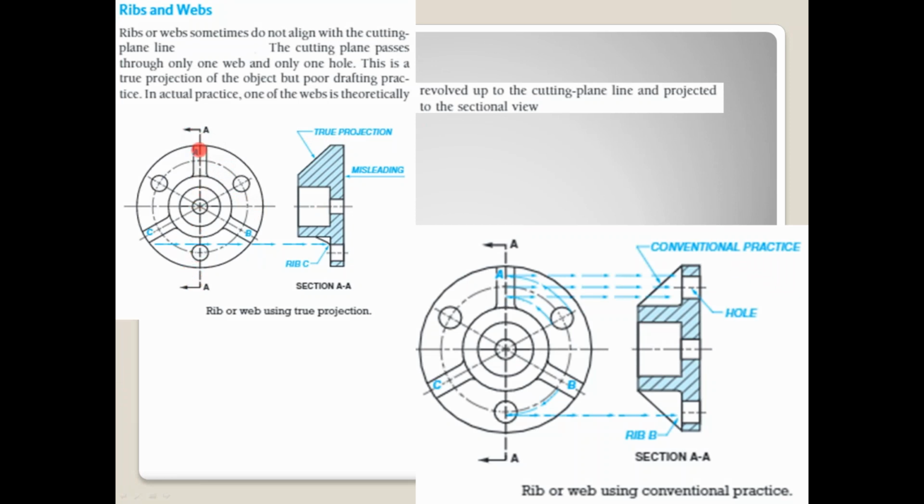So if you look at this example here, if you cut this section here, you're going to see the ribs here, and you're going to see a hole, and you're going to see another hole here. This hole, as you can see, is that hole there, but it's a true projection based on what you cut here. If you cut a section here, there's no hole here, therefore you don't want to show the hole. It's a true projection, but it's poor drafting practice. You would do it this way rather, because when you rotate this, no matter what, you're going to get a hole here.